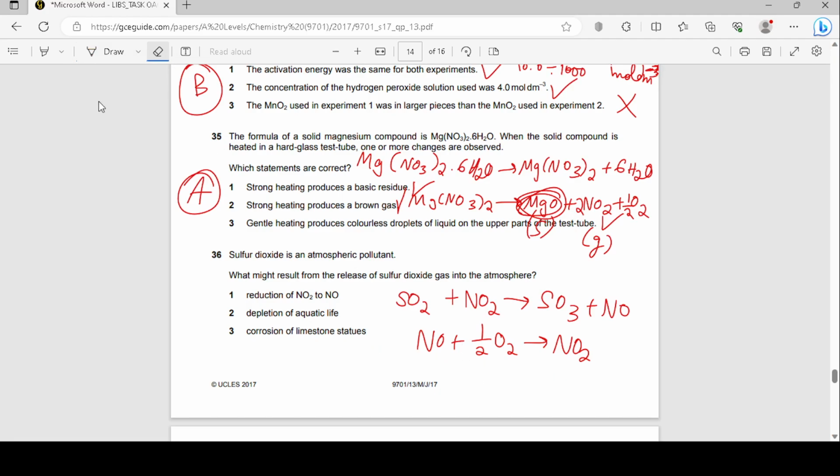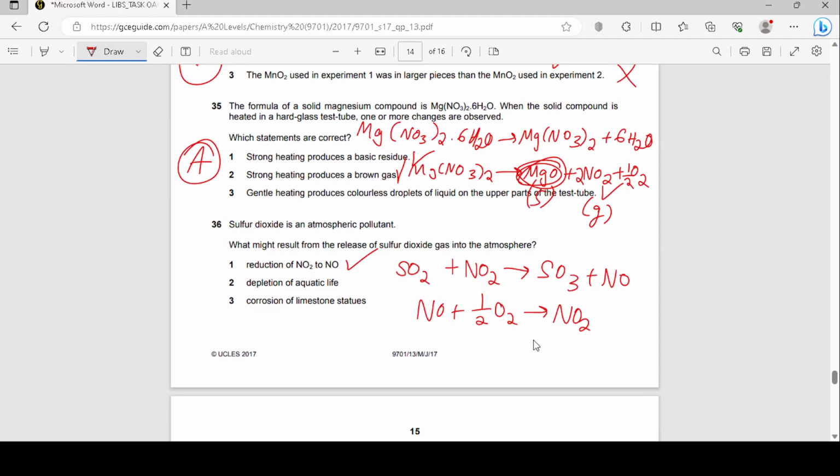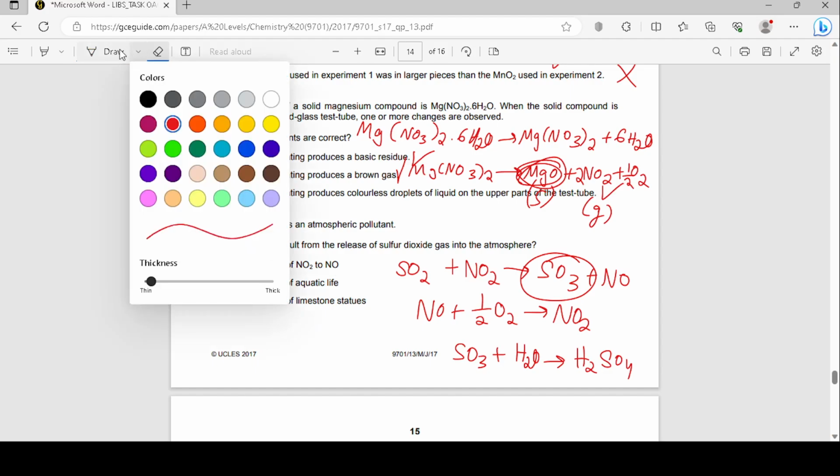So that happens. So reduction of NO2 to NO, that's right, because you can see NO2 is losing oxygen to give you NO. That's right. Depletion of aquatic life, that's also true. How? Because this SO3 that's formed reacts with water in the atmosphere, and so it becomes H2SO4. And what is H2SO4? H2SO4 is acid rain, right? So then what happens?